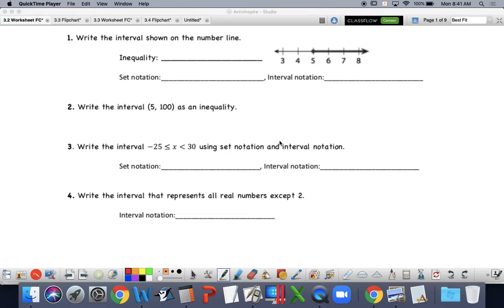All right, it is time to review the 3.2 worksheet, so let's get started. Hopefully you can hear me as we go over this.